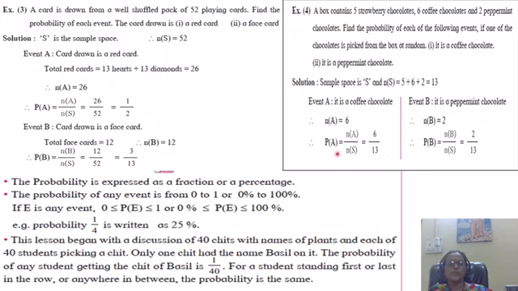This is the probability. Probability is expressed as a fraction or percentage. Probability of any event is from 0 to 1, or 0% to 100%. Probability can never be greater than 1. If E is any event, then 0 is less than or equal to probability of E, which is less than or equal to 1. Here it is expressed in percentage. Probability 1/4 is written as 25%. This is one example which is given. You can read it.